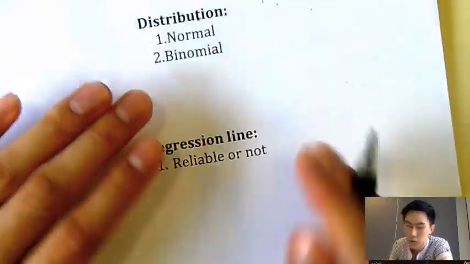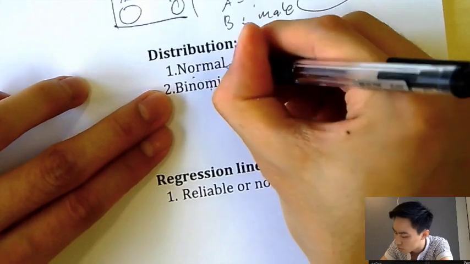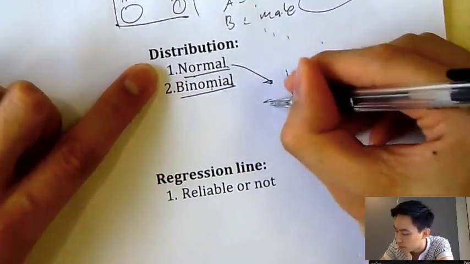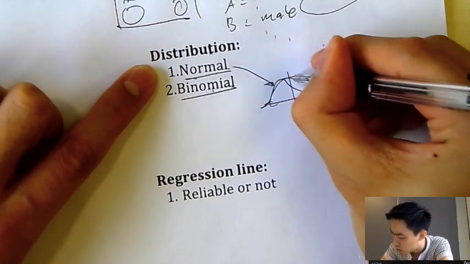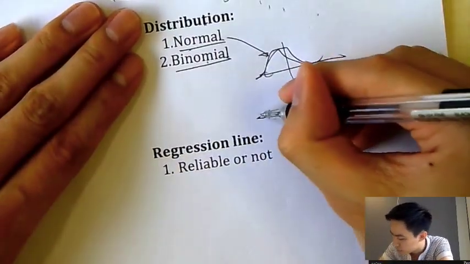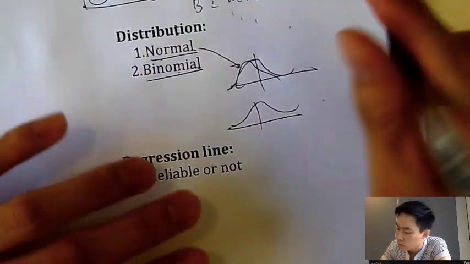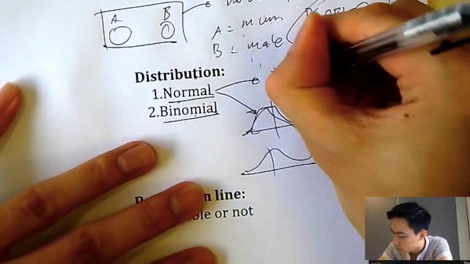And then for distribution, you need to know 2 things: normal distribution and binomial distribution. For normal distribution, you always think of a graph like this. It's like a curve, bell shaped. But what does it mean by normal distribution? In one word, it is 3M. What does it mean by 3M?